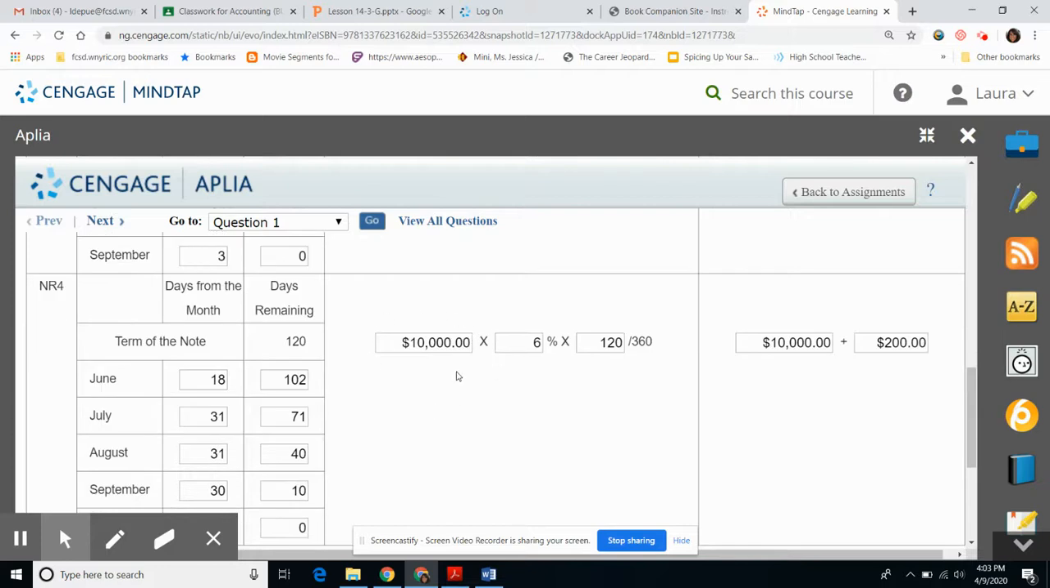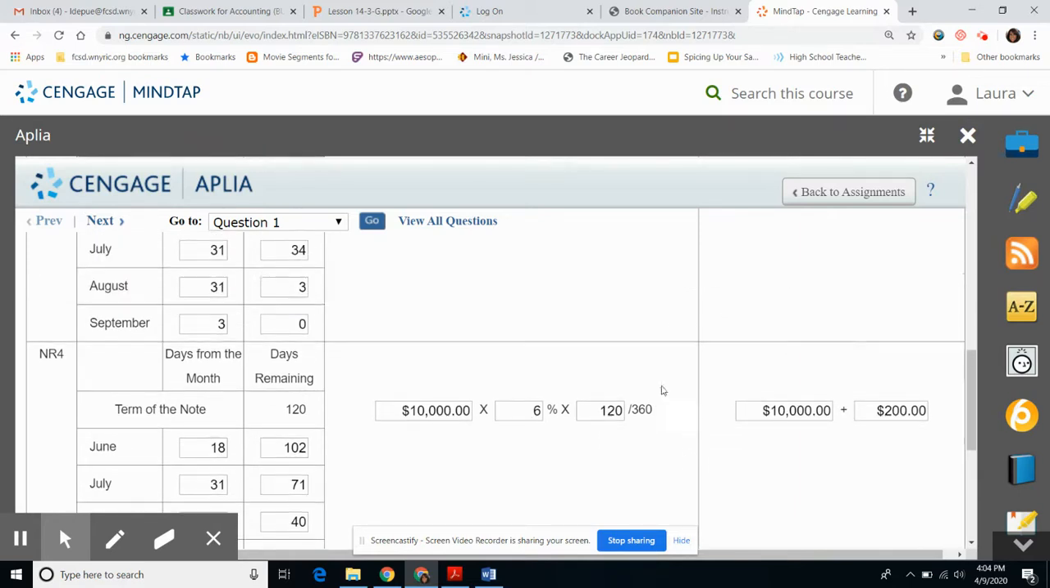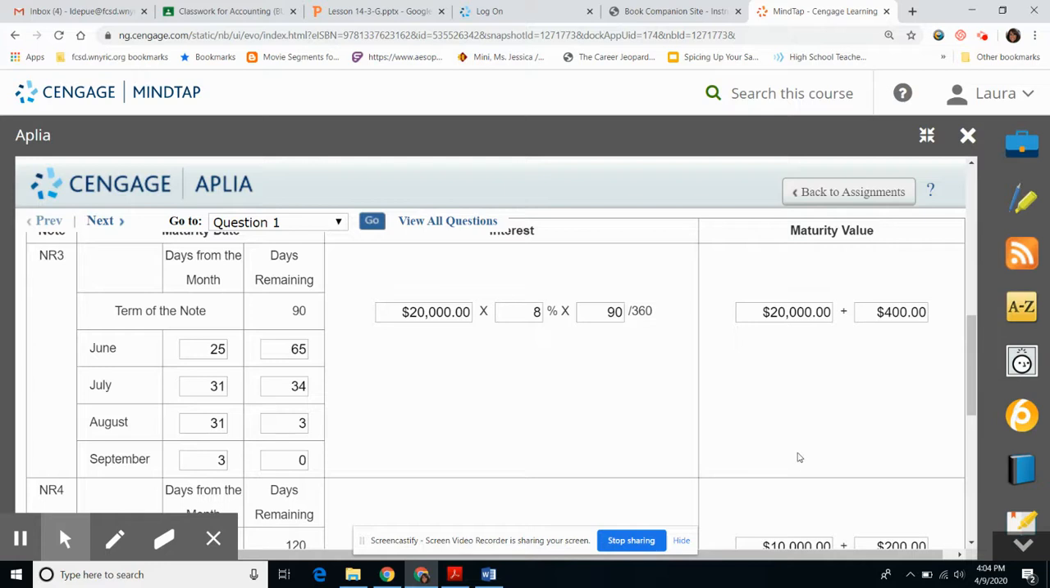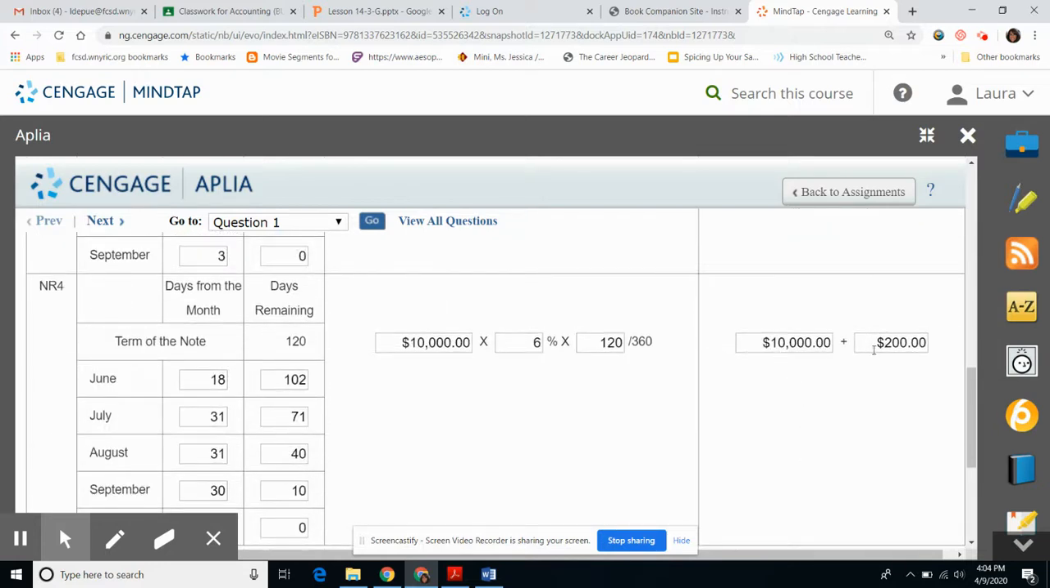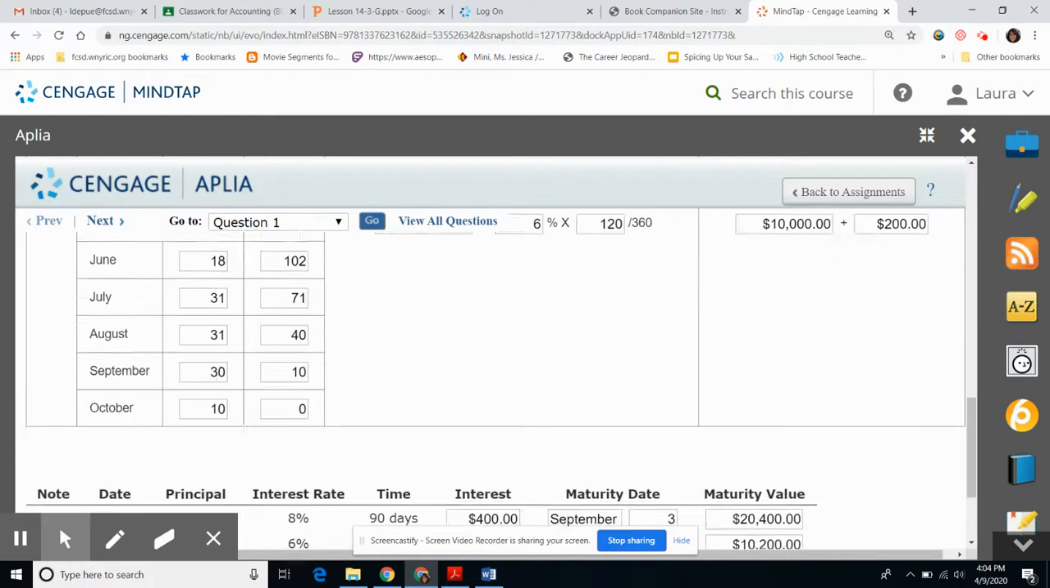In this box, we take the original amount of 10,000 that was given. It's at 6%, and it's 120 days for the note divided by the 360. And we do that math. In the third box, the maturity value, 10,000 plus the amount of interest, which is the 200 that we got when we did this math right here. So 10,200 is the full amount owed.